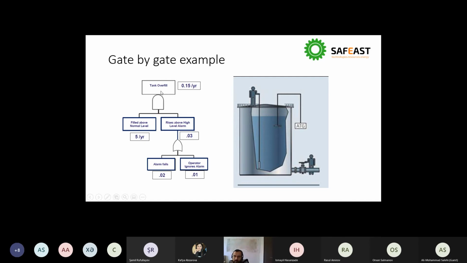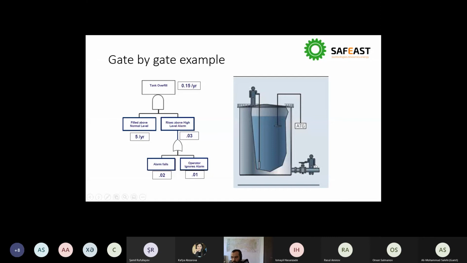So how can you overfill this? First you need to fill this above normal level, which is done 5 times per year, and the high level alarm also should be ignored. So how can it be ignored? It could be either the alarm fails. Let's say that you have got an alarm, but as it's a mechanical device, it has got a failure frequency as well. So let's say that 0.02 it can fail.